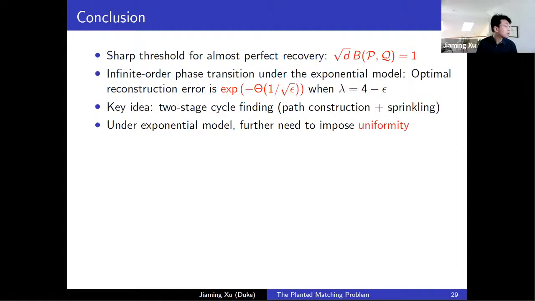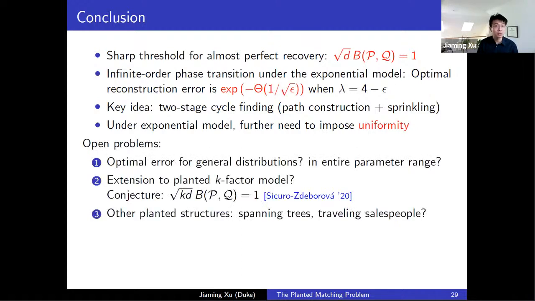Now, let me use the remaining time to conclude my talk and mention some open questions. In this talk, I showed you this sharp threshold for almost perfect recovery, where the reconstruction error is vanishing. This is determined by square root of average degree times the bipartite coefficient equals 1. We also see an infinite order phase transition under the exponential model. In particular, the optimal error is exponential with -1 over square root of epsilon up to some constant when lambda is slightly below the threshold. The key idea of our proof is this two-stage cycle finding procedure. We first construct paths, and then we connect them using sprinkling. Also, under the exponential model, a crucial thing to get this tight optimal error bound is to further impose this uniformity constraint.